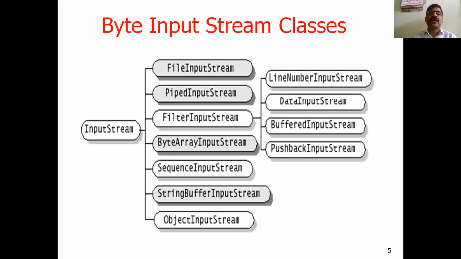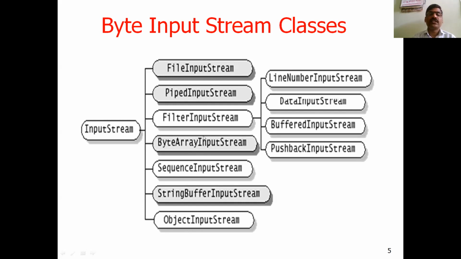If you see the class hierarchy, the byte input stream class hierarchy, this is the base class. Input stream is the base class in the hierarchy. From this input stream base class, these are the subclasses which are derived from it. So from this input stream, we have file input stream, piped input stream, filter input stream, byte array input stream, sequence input stream, string buffer input stream, object input stream.